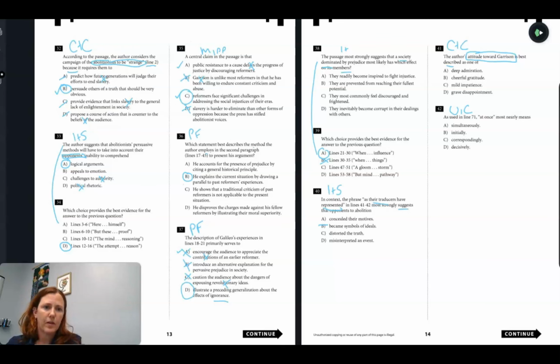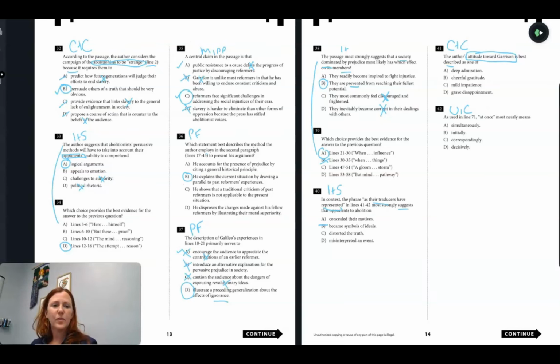Maybe that's closer to clipping of the wings. They most commonly feel discouraged and frightened. I don't see any discouragement, more of like the slowing of progress and the clipping of wings. They become corrupt. There's no discussion of corruption. So I think because of the clipping of wings and the slowing of progress, this idea of prevention is going to be evident, and so it is B. All right, 47, the phrase their traducers have represented.